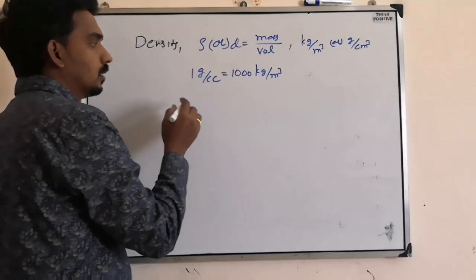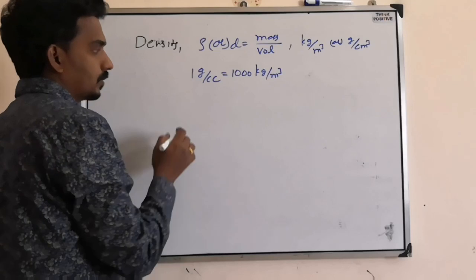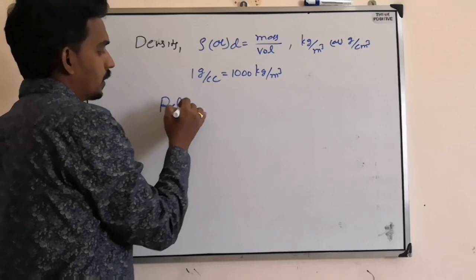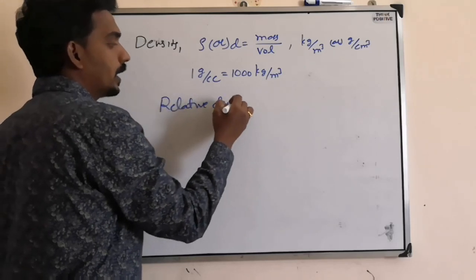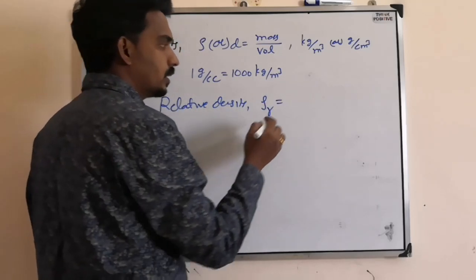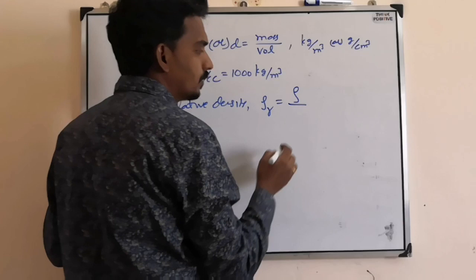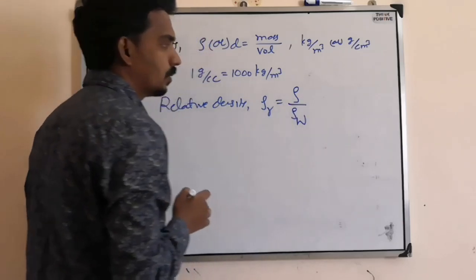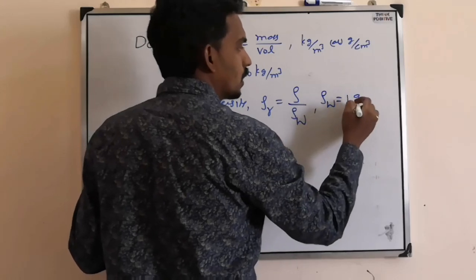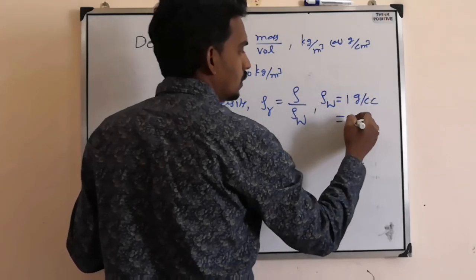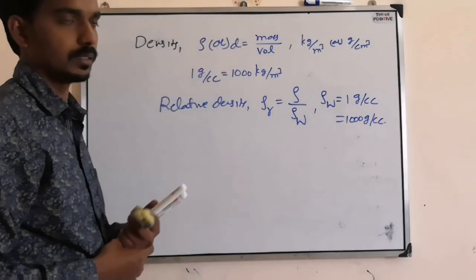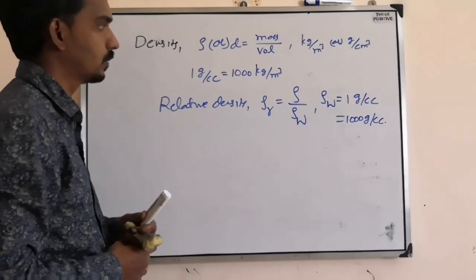The next one is based on the same density, that is relative density, where the relative density of any substance means density of the substance by density of water. And remember this value: density of water is 1 gram per cc, which is nothing but 1000 kg per meter cube. So please try to remember this value.